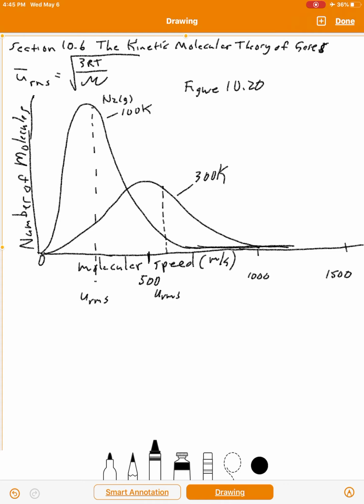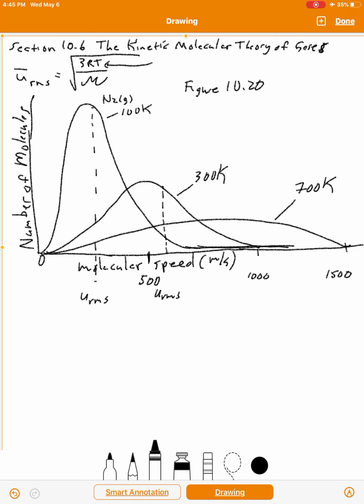And then finally, suppose we did even 700 Kelvin. You get something that looks like that. So at higher temperature, they're moving faster. Now take a look at what's going on in terms of this equation. Where is temperature? Is it in the numerator or the denominator? It's in the top, right? It's in the numerator. So if you increase the temperature, the right side of the equation increases, so the left side of the equation has to increase. So the average speed is going to go up.